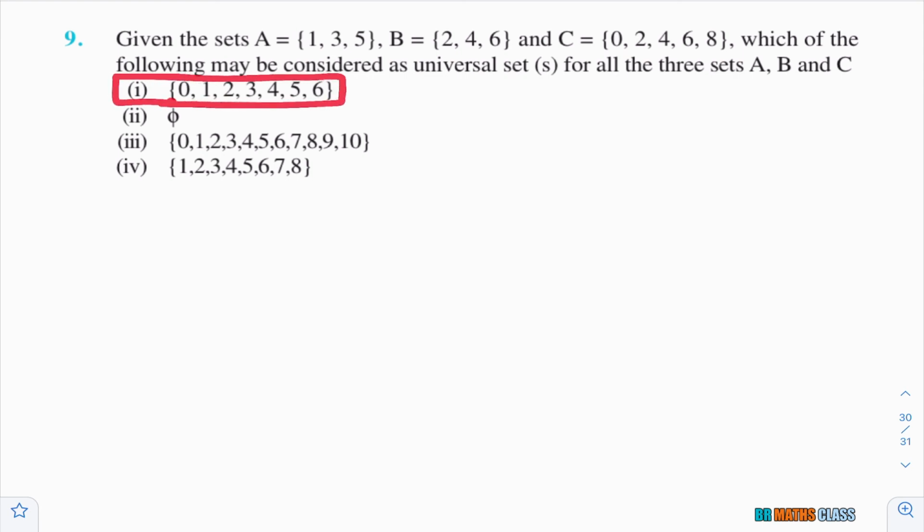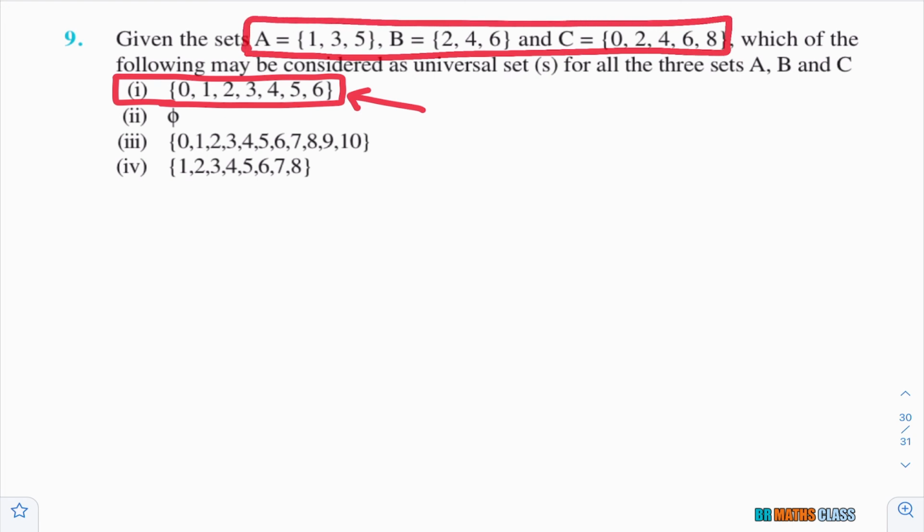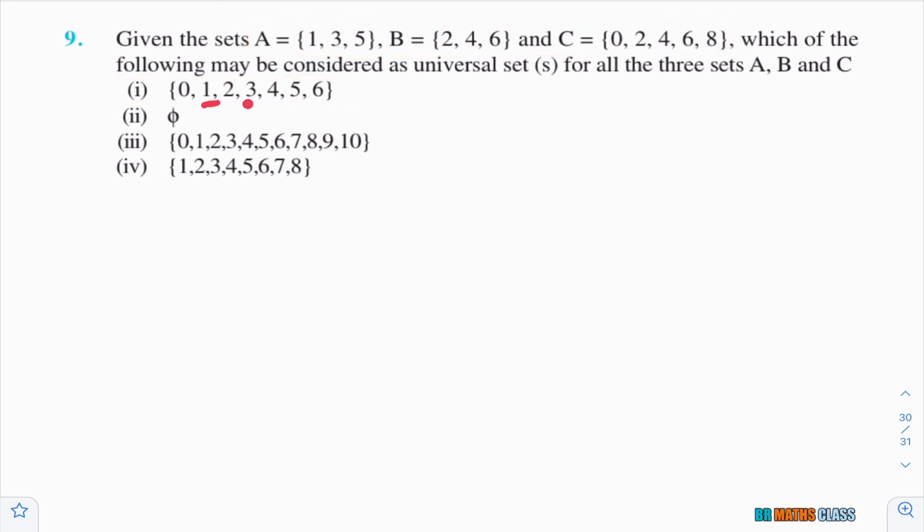I am checking. When will this be a universal set? If it contains all the sets or all the elements under consideration. You look here, in the first set 1, 3, 5 is there. Yes, 1, 3, 5 are present in this. Second set 2, 4, 6 are there. 2, 4, 6 are present in this. In the third set, 0, 2, 4, 6, 8. You will observe here that in this third set, 8 is there, but 8 is not in this set. So this is not the universal set. This first bit is not the universal set.